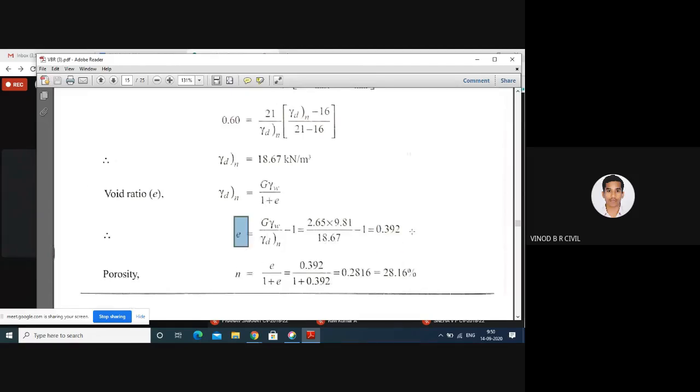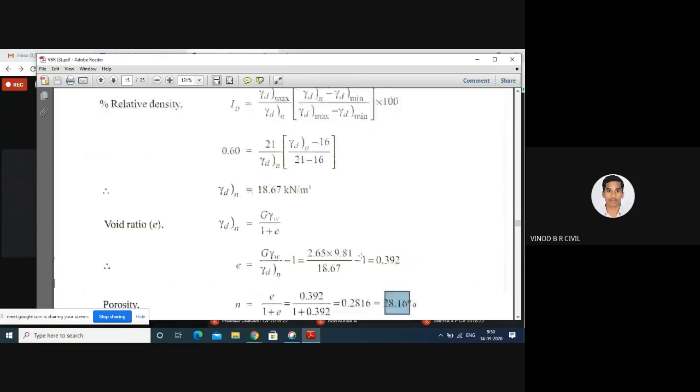Now you have calculated the void ratio. Therefore, porosity is equal to void ratio e divided by 1 plus e. e is equal to 0.392, so 0.392 divided by 1 plus 0.392. Therefore, n is equal to 0.286. It's nothing but 28.6%.